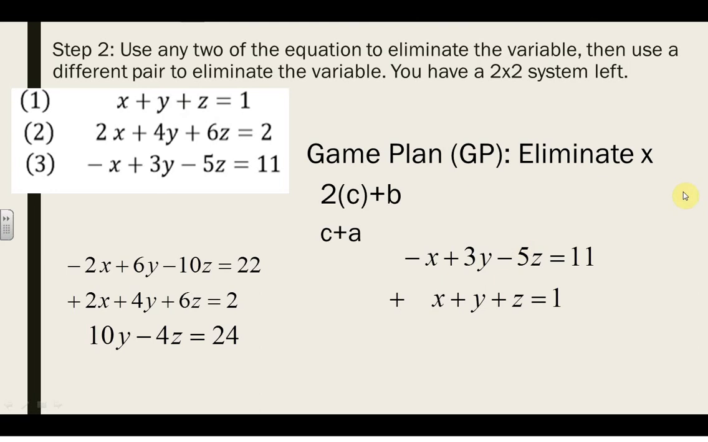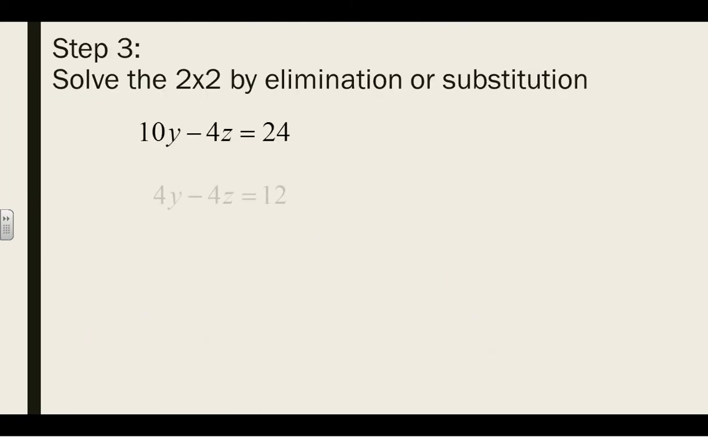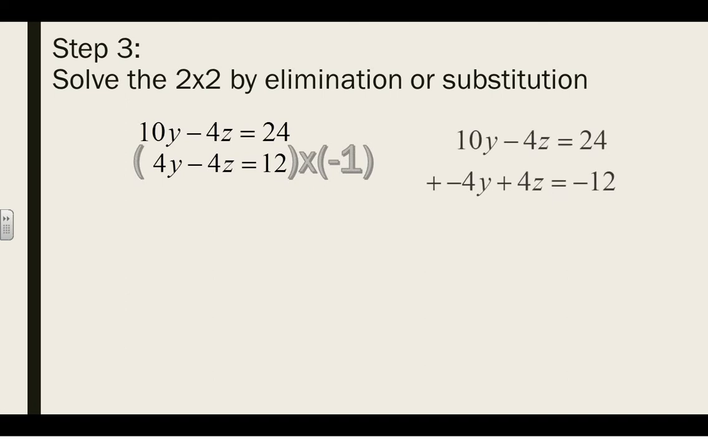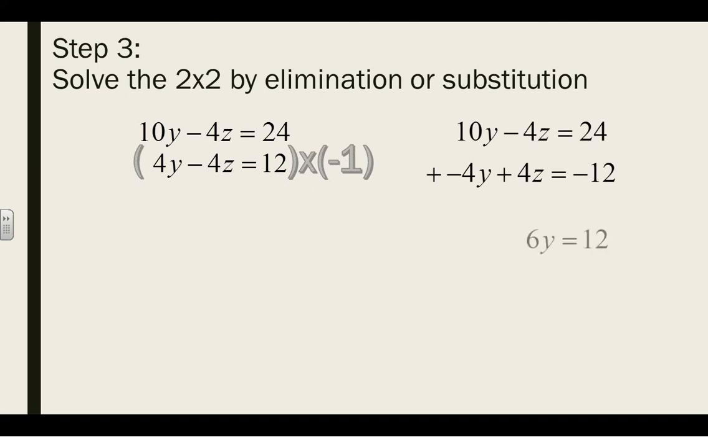If you add those two together, you get that. So now you have to solve the 2 by 2. That's what we had left over. I'm just going to multiply one of them by -1 to make that very easy to deal with. There we go. Combine. We have 6y equals 12, so y equals 2.